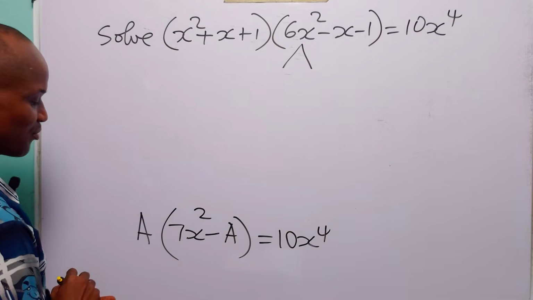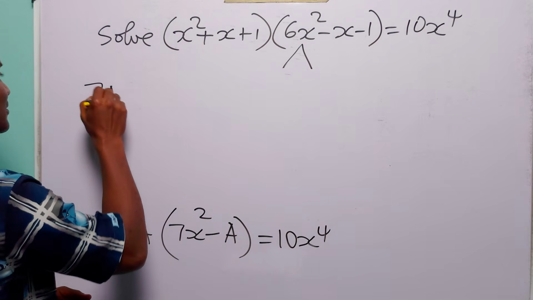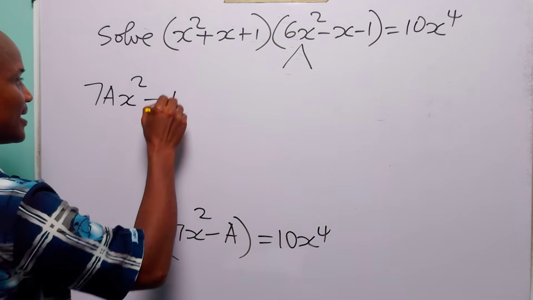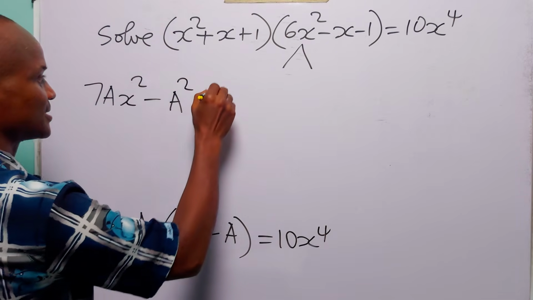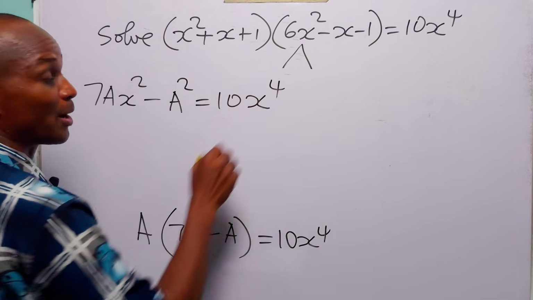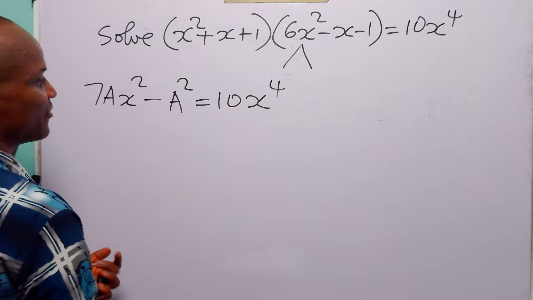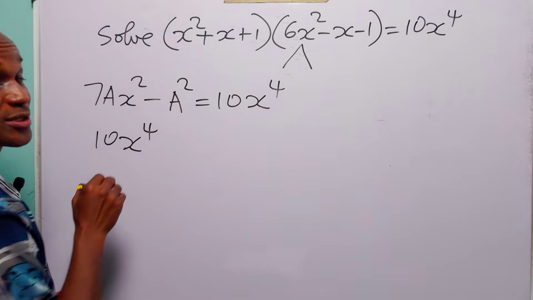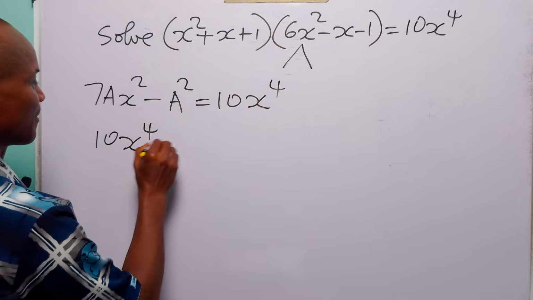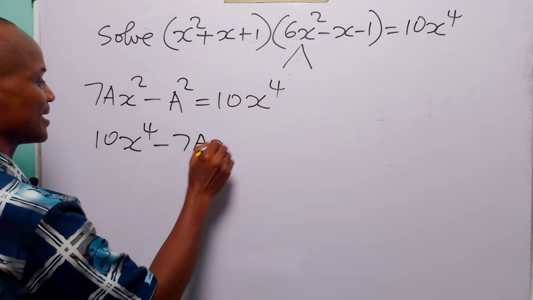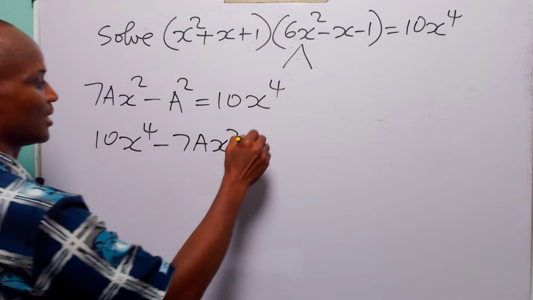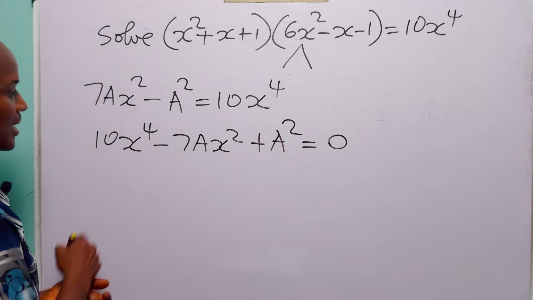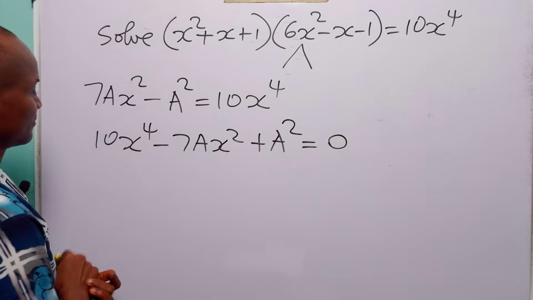Now, when we open this bracket, we have 7Ax squared minus A squared. This is equal to 10x to the power 4. And rearranging this equation, we have 10x raised to power 4 minus 7Ax squared plus A squared is equal to 0.